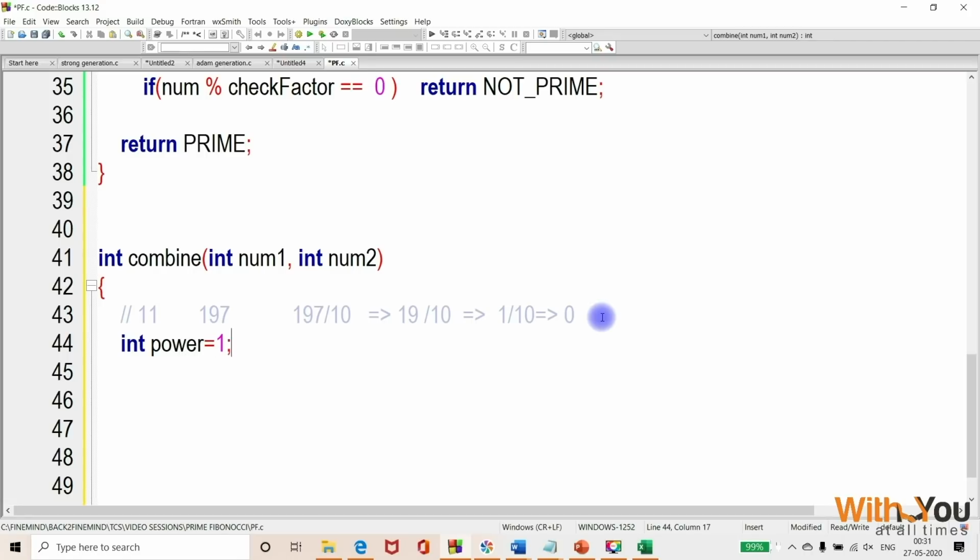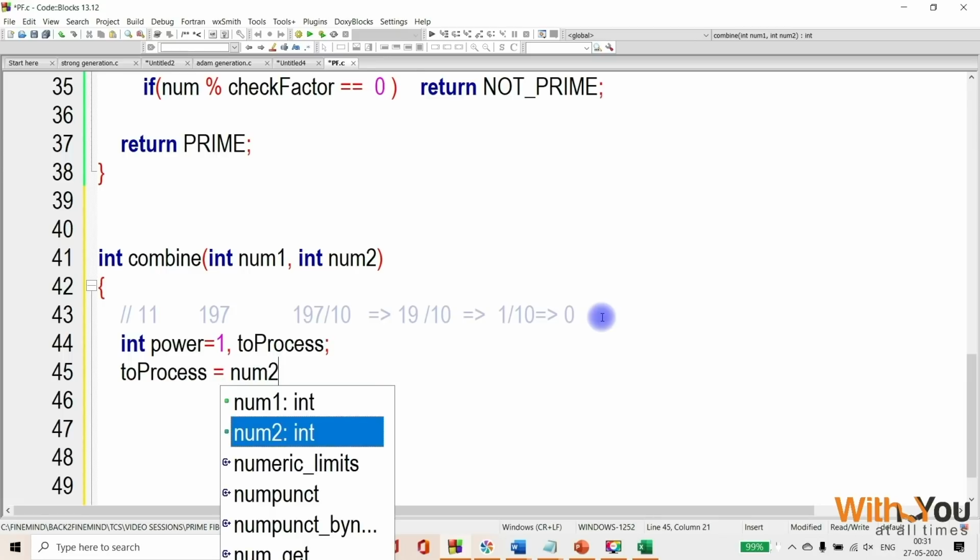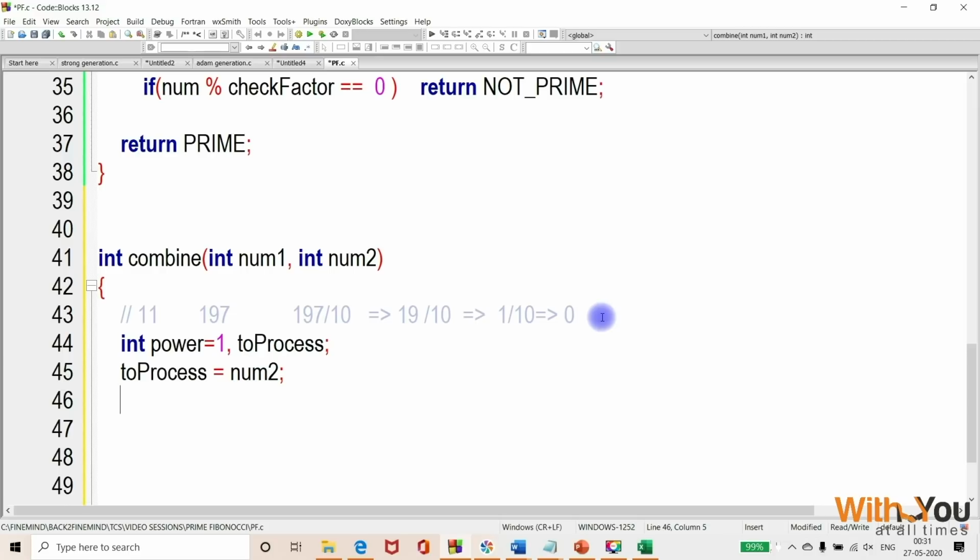Okay, and I'm going to lose my num2, but I need the num2. Let's have one called to process, so that I won't lose my focus, please. Good. To process is equal to num2. Okay, let's process this to process. What would I do? I would say to process slash equal to 10. Divide him by 10. Immediately say power star equal to 10.